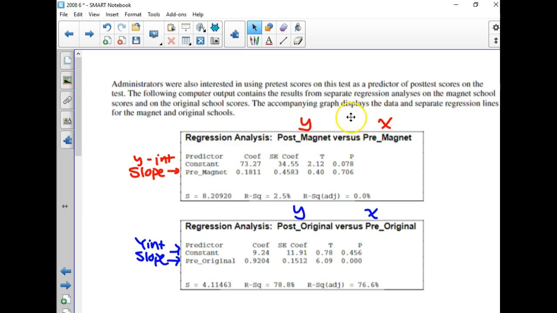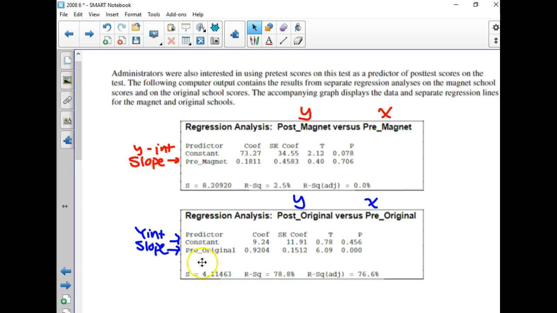And I just highlighted again your y versus x. And then we have it for the original down here as well. Your y-intercept, your x variable, so the pre-test for the original, the slope. And you can notice here again, you have your standard deviation of your residuals. You have your r squared, and just a quick check, I've said this many times, but to find your r, you take the square root of this decimal. So the square root of 0.025 and the square root of 0.788. And then you need to assign a positive sign to it or a negative sign, and you do that by looking at the slope if you don't have any data.